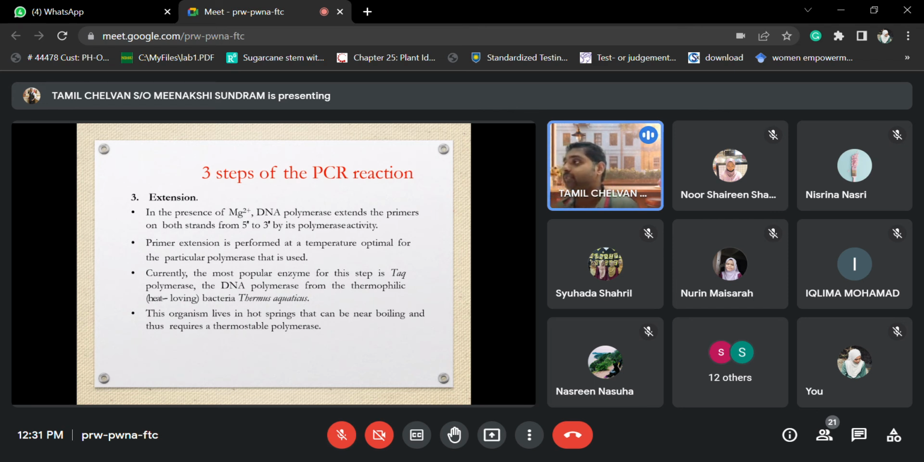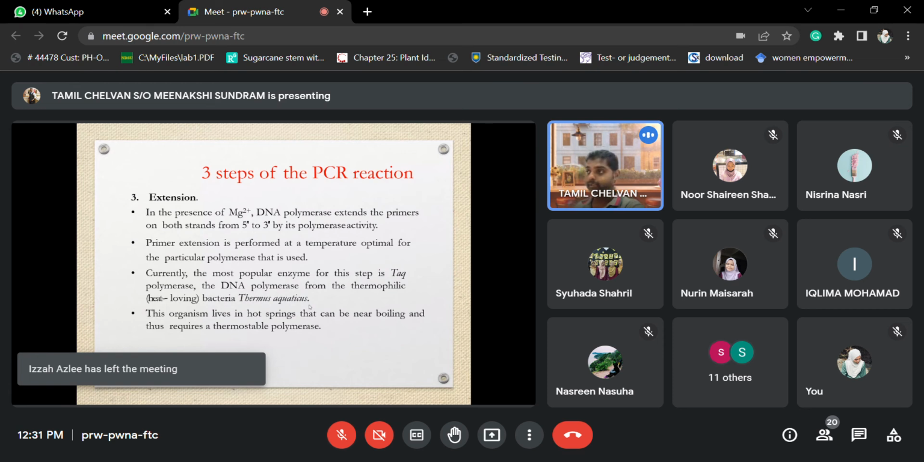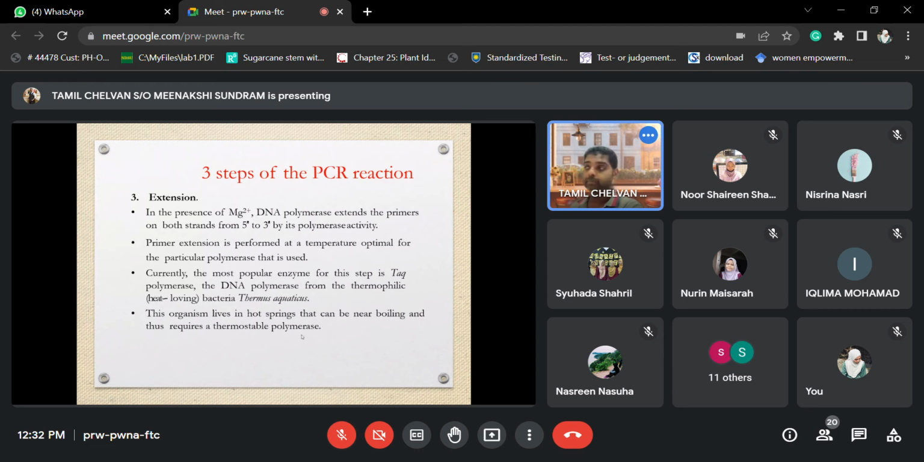In the presence of magnesium ion, DNA polymerase extends the primers on both strands from 5' to 3' by its polymerase activity. Primer extension is performed at the temperature optimal for the particular polymerase that is used. Currently, the most popular enzyme for PCR is Taq polymerase, the DNA polymerase from the thermophilic bacteria, Thermus aquaticus. This organism lives in a hot spring that can be near boiling and thus requires a thermostable polymerase.